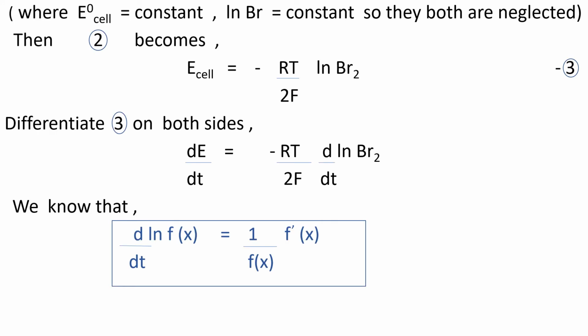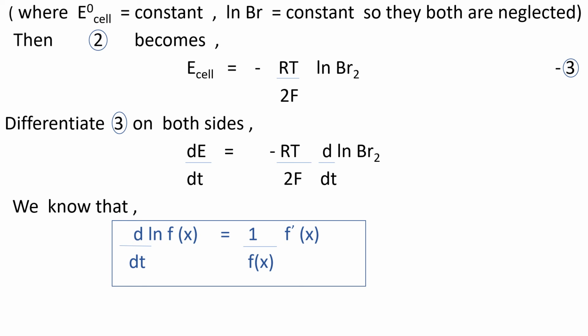Where E naught cell is equal to constant and ln Br minus is also equal to constant. So they both are neglected. Then equation 2 becomes E cell is equal to minus RT by 2F ln of Br2. That is equation 3. Now you differentiate equation 3 on both sides. Then you will get dE by dt is equal to minus RT by 2F d by dt of ln of Br2.